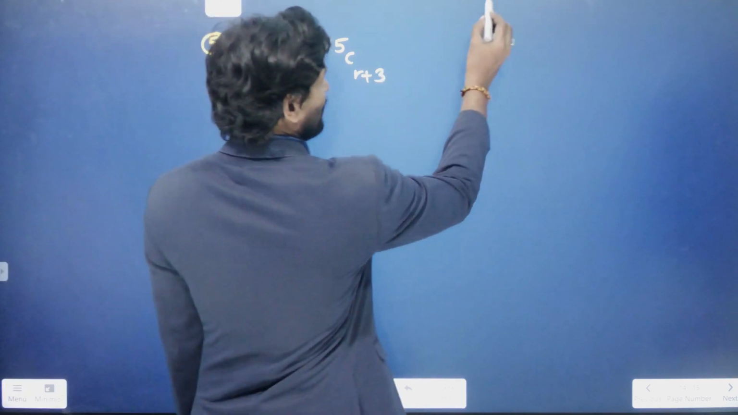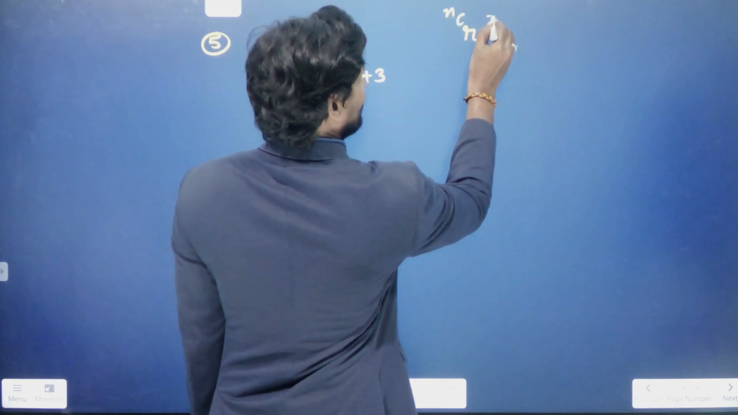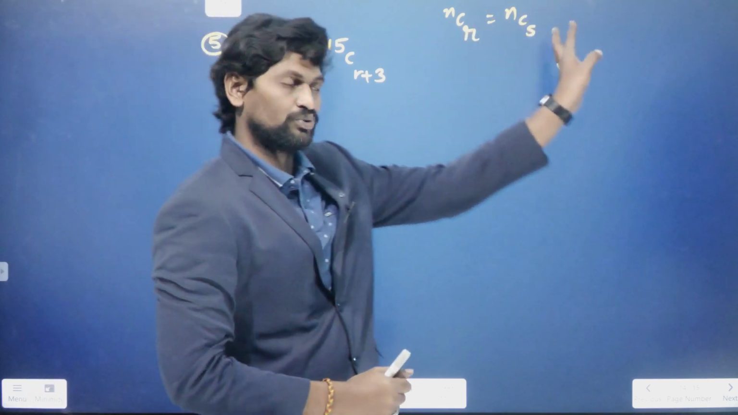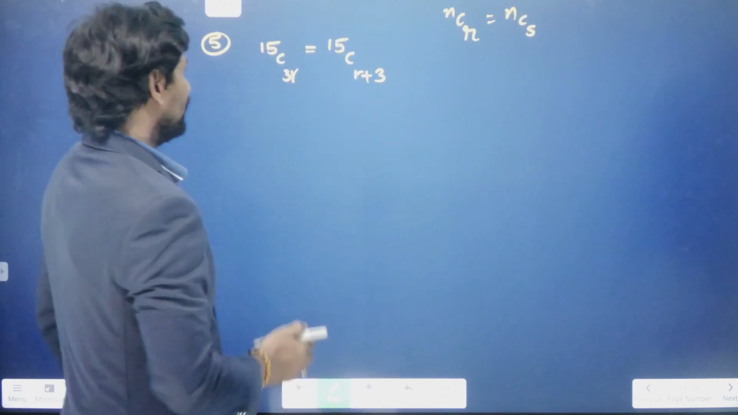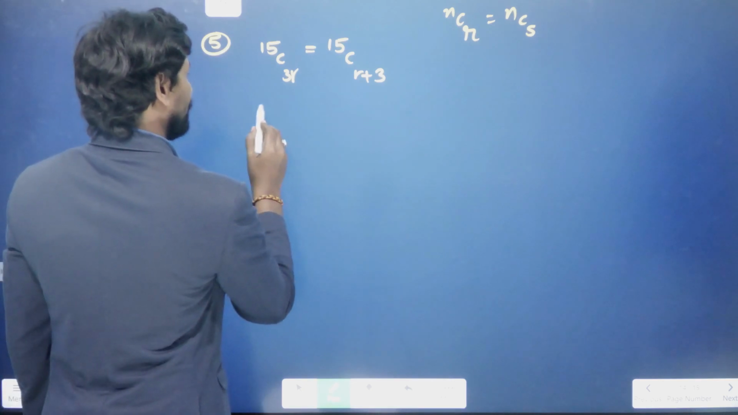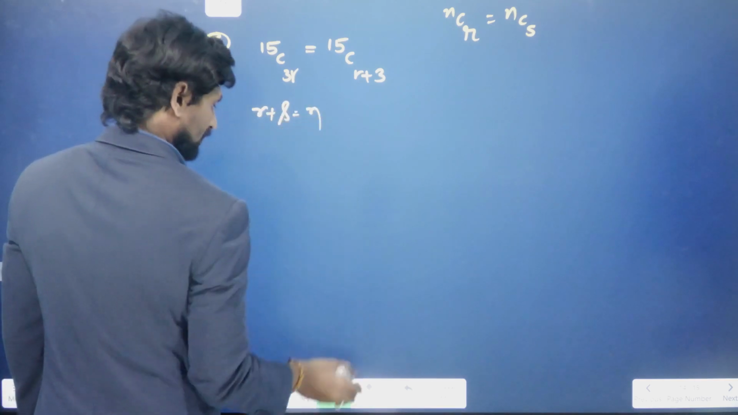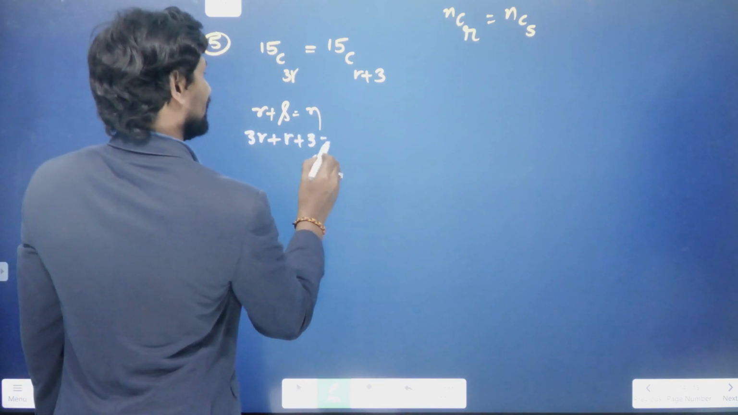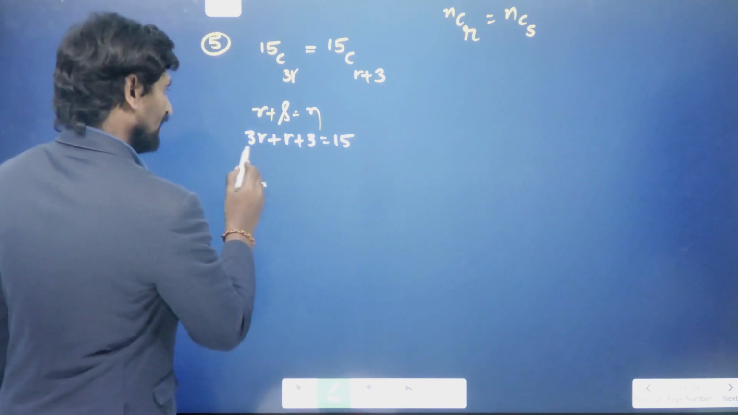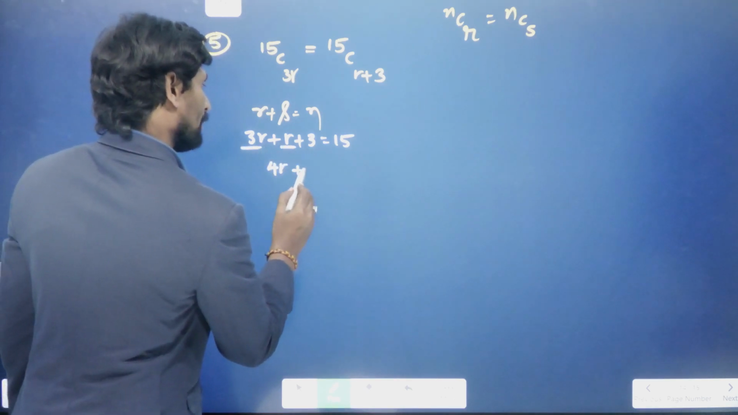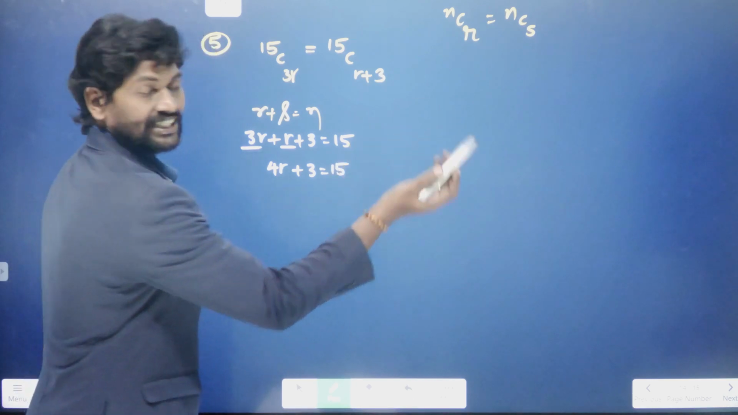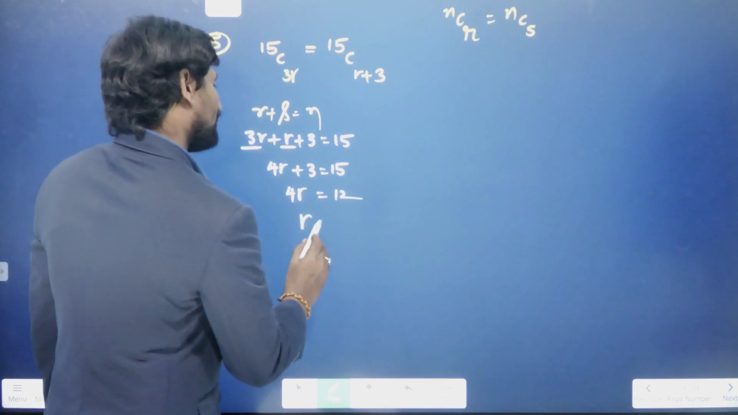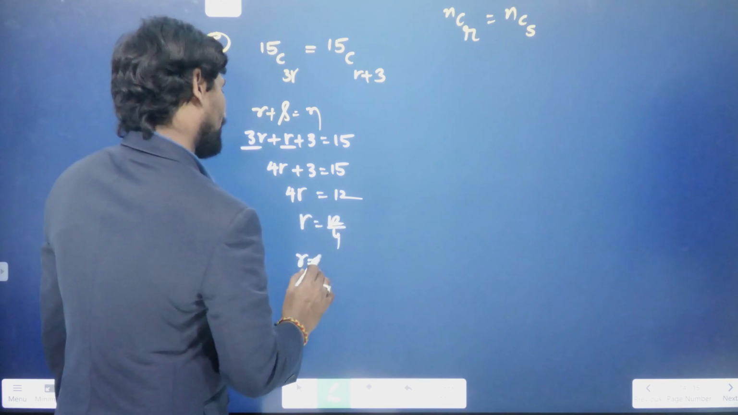Just now we discussed a condition like NCR equals NCS. There are two possible cases: R equals S, or R plus S equals N. I am using the second condition, R plus S equals N. So 3R plus R plus 3 equals 15. 3R plus R is 4R, so 4R plus 3 equals 15. Transposing the 3 to the other side becomes minus 3. 15 minus 3 is 12, so R equals 12 by 4. So the R value is 3.